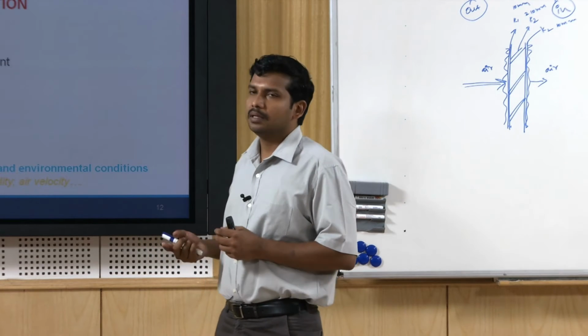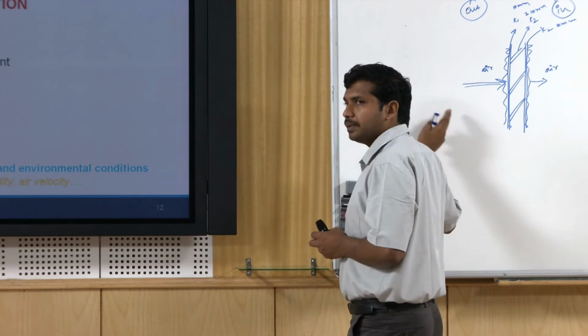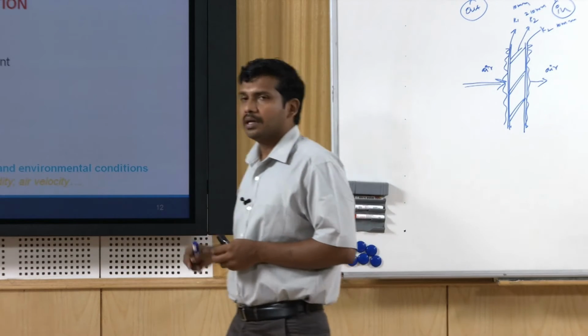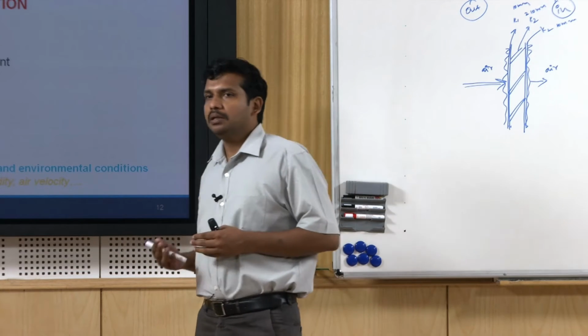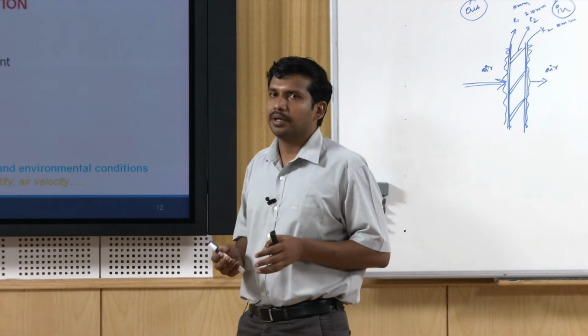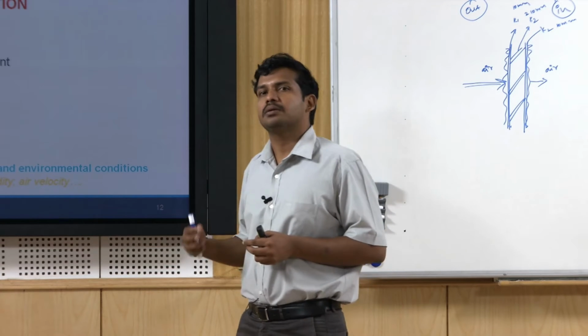But what happens with respect to the surface finish, with respect to the change in ambient temperature, ambient humidity, ambient air velocity, then one needs to understand that the U value is not constant, but it is dynamic all through the year. It varies from hour to hour, from day to day, season to season.